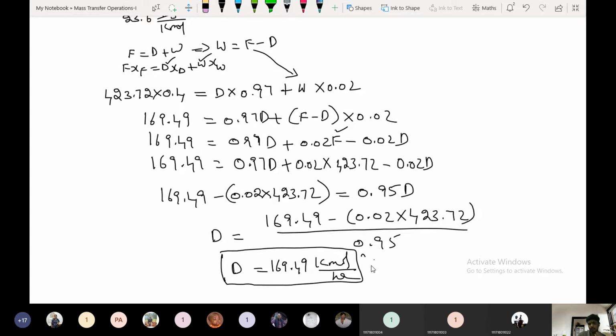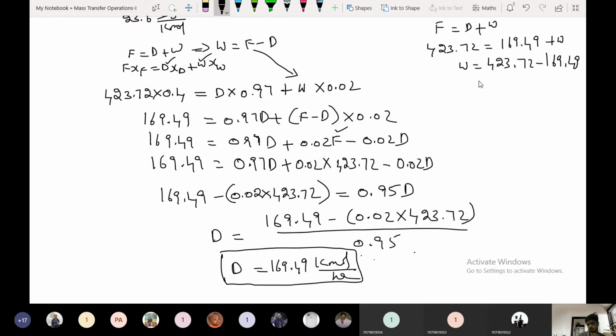W you can calculate directly using F is equal to D plus W. So F, which is 423.72, is equal to D, which is 169.49, plus W. W is equal to 423.72 minus 169.49, which comes to around 254.23.